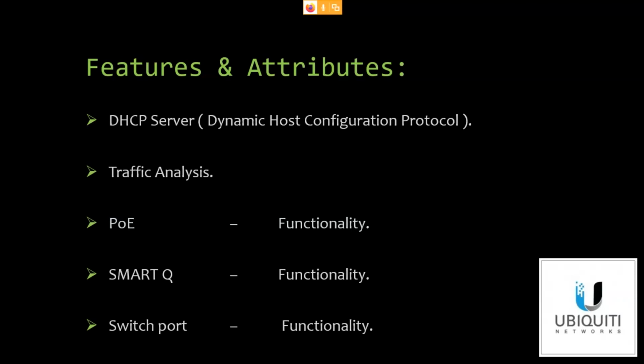Ubiquiti stands firm in their claim that the DHCP server is a dynamic network server for both routers and switches, which, as I've mentioned, automatically provides and assigns IP addresses. It also has default gateways and then other network parameters that you can set to your client devices. In other words, what is allowed and what isn't.